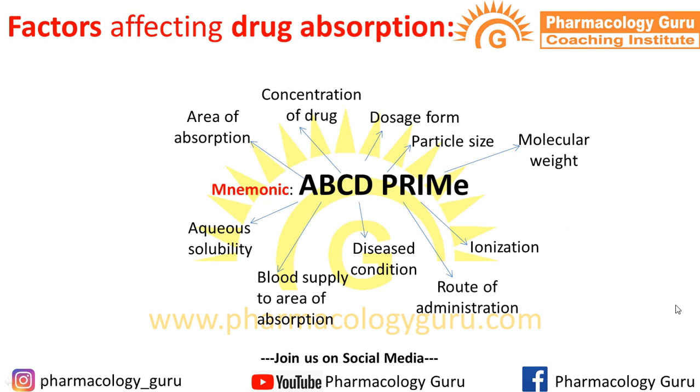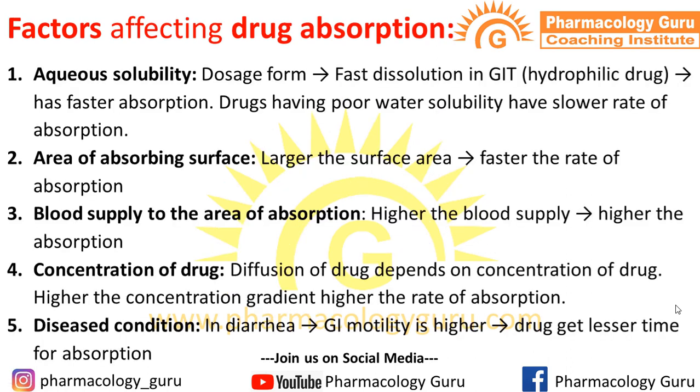P, particle size of the drug. Then R, route of administration. I for ionization, and M for molecular weight. So we have these 10 factors. A and D both have two factors each, while the remaining capital alphabets have one factor each. We'll see each factor one by one, and how each factor affects drug absorption, in detail. So let us start with factor 1.